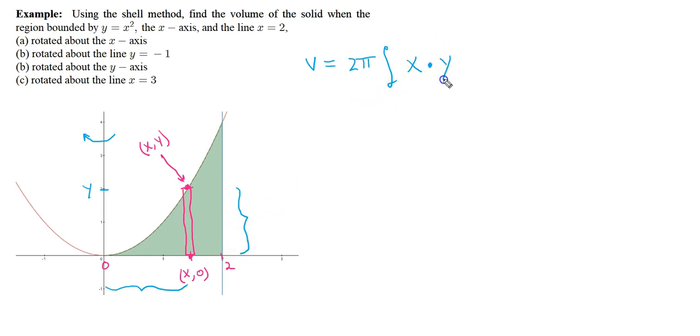So times y. And the thickness here is a dx. That's this distance right here. Notice that that's being measured with respect to the x-axis. So dx, and then the x can vary from 0 to 2. We put 0, 2 because we're integrating with respect to x. Now we just have to rewrite the y in terms of x. Well, this y came from here, and this point right here lies on this curve, which is y equals x squared. So we just need to put an x squared right in there for that y, and we're finished.